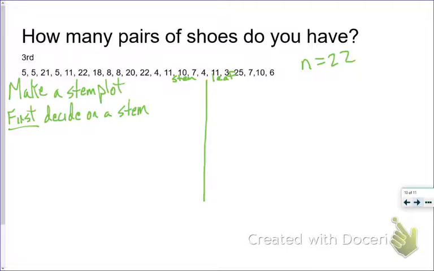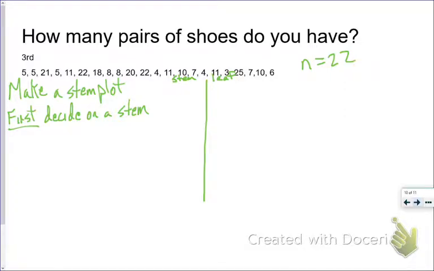And typically, the most common stem you pick is the largest place value represented. So for example, if you look at 18 or 22, that goes out to the tens place. 5, that's only the ones. That's not very helpful. And what you do is you write on the left that place value, least to greatest, that is represented. 5 still has a place value in the tens place.